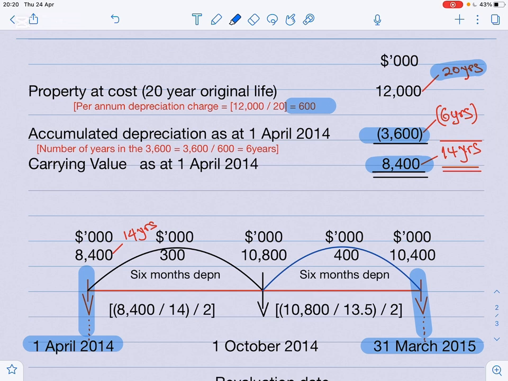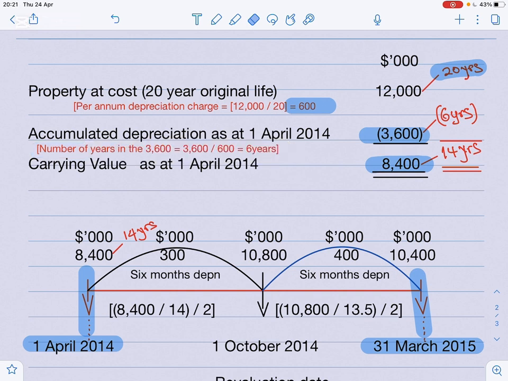Because if the per annum depreciation charge is going to be $600,000 and we have 3.6 as the total enjoyment as at 1st April 2014, that tells you now that we have more than 1 year in this 3.6. So how do we determine the number of years of enjoyment in this 3.6? We'll come in and determine it. So we'll say the $3.6 million, how many 600,000 can we find in there?